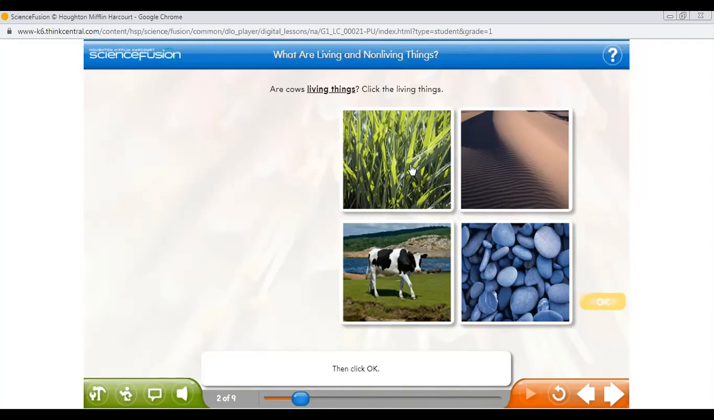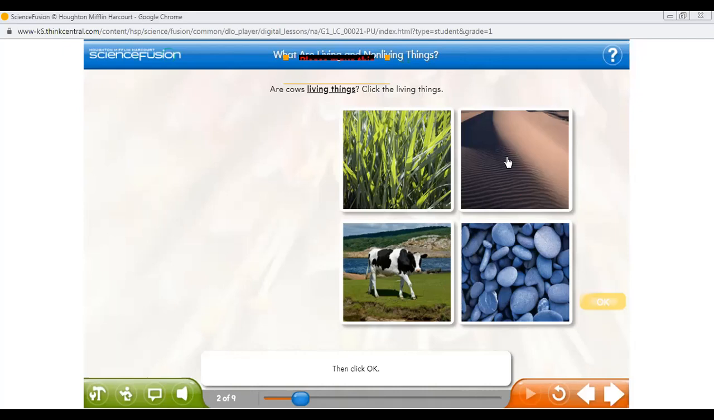So is this grass a living thing? Yes or no? Write to me the answer in the chat. Is grass a living thing? Yes, very good. Ahmed, Livia, very good, Lama. Yes, grass is a living thing because it can grow and it can breathe air. So this is a living thing. Yes, very good, Asil.